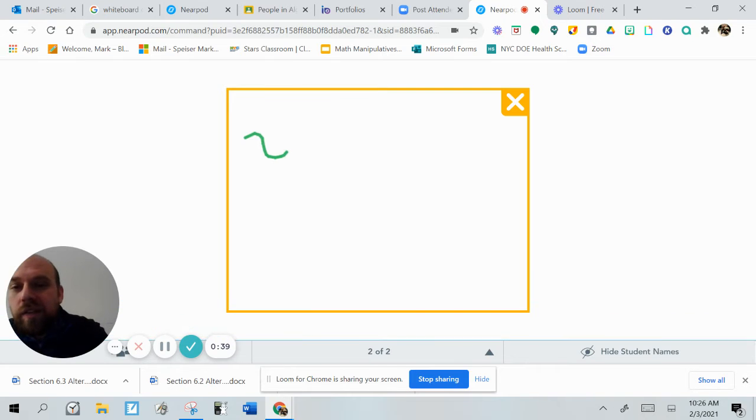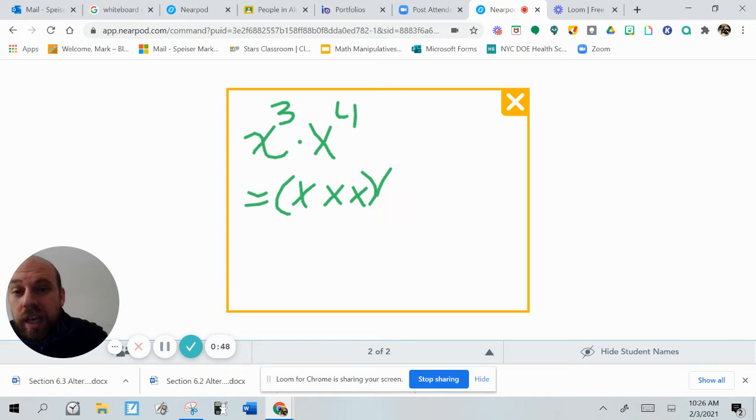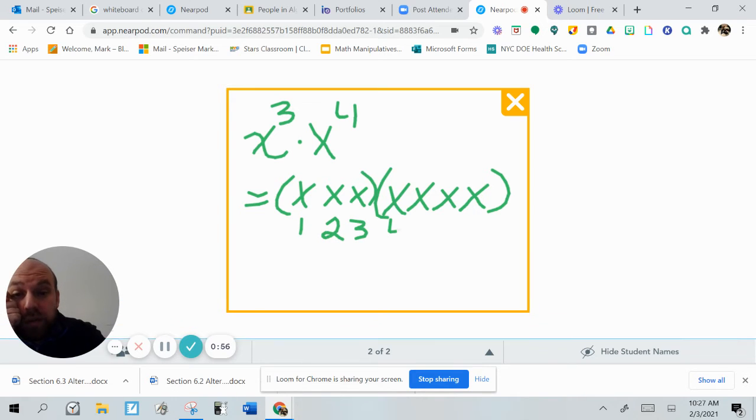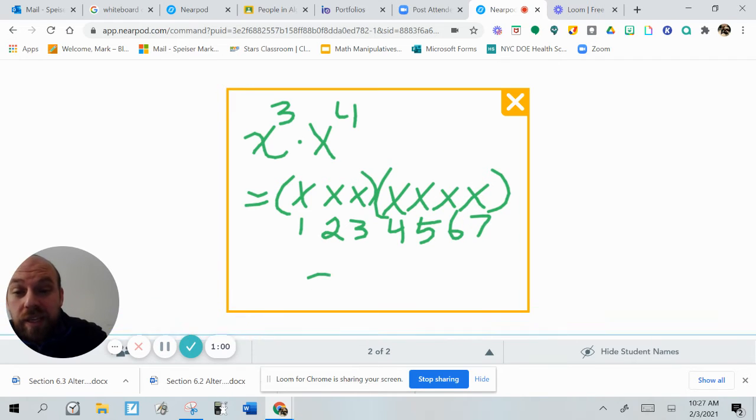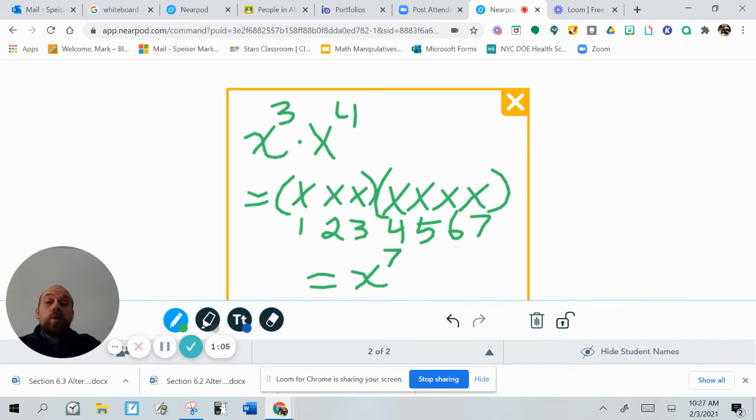So let's say you had x to the third times x to the fourth. So that's 3 x's in the first group, x to the third. 4 x's in the fourth group, that's x to the fourth. And together, if you count them up, you get 1, 2, 3, 4, 5, 6, 7 x's. So it ends up being x to the 7th power. So you could just add the x's instead of writing it all out, and that gives you the rule.